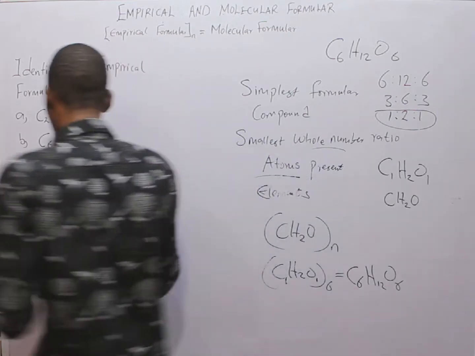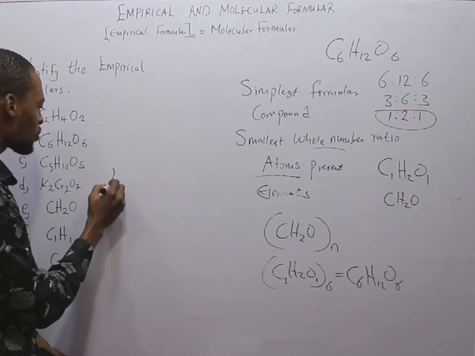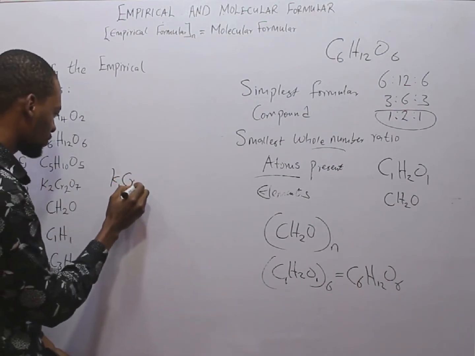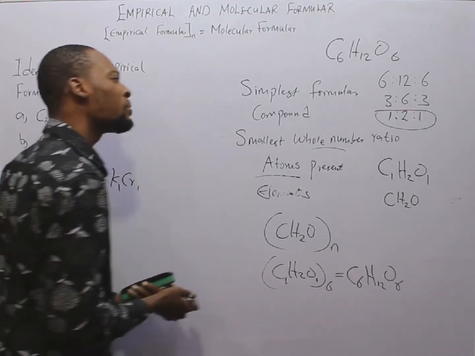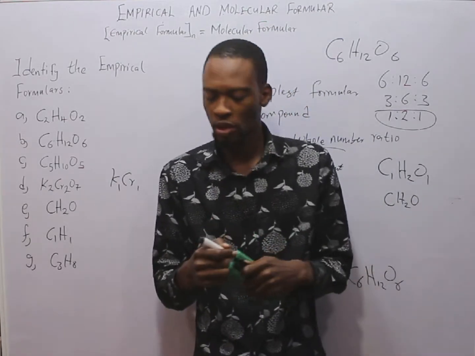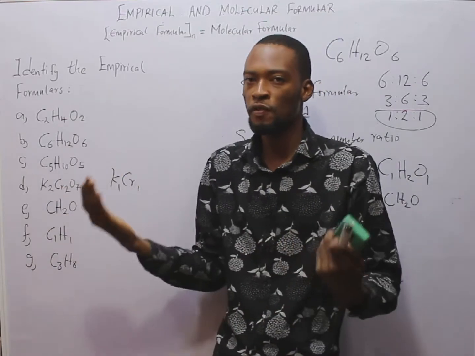K2Cr2O7. We can say, okay, let's break them down. 2 divided by 2 is 1. 2 divided by 2 is 1. What about 7 divided by 2? You see, the problem begins. There will be a decimal point. That should be around 3.5 or so, which means this cannot be further broken down. It is already in the simplest form.